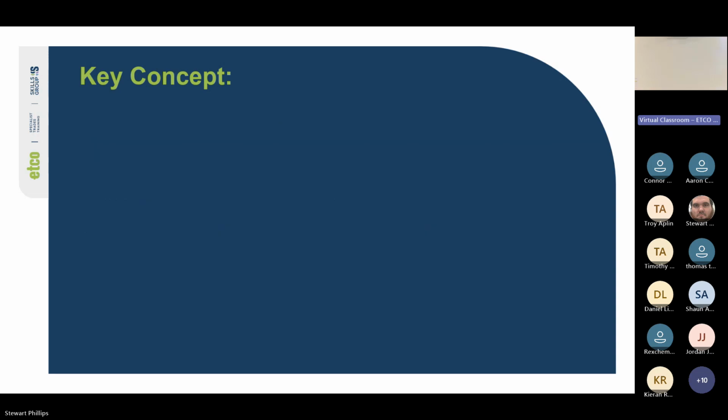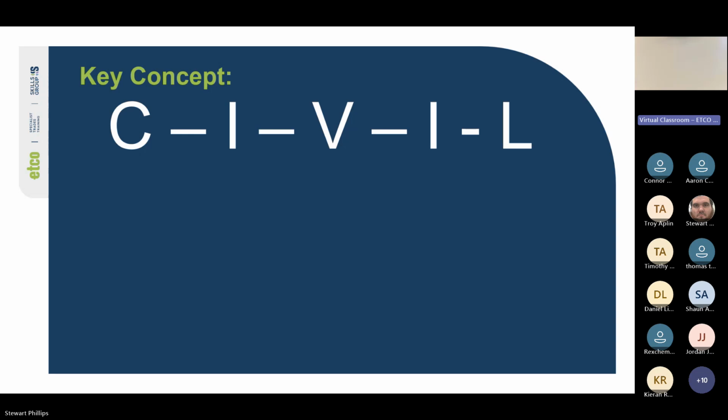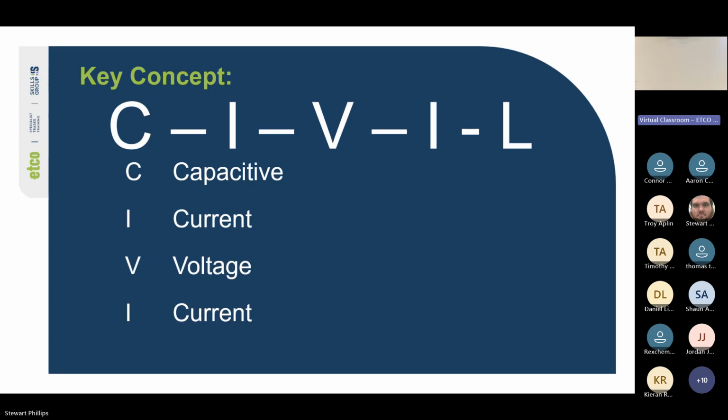So here's a little bit of an easy way to remember this. CIVIL. So C for capacitive, I for current, V for voltage, I for current, L for inductive. So always remember when it comes to reactance, CIVIL.